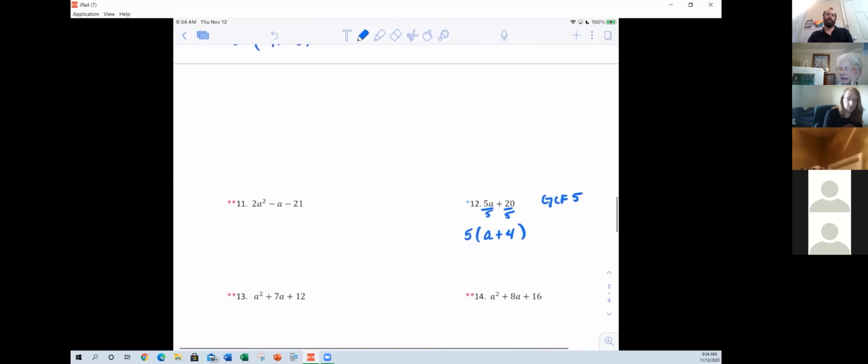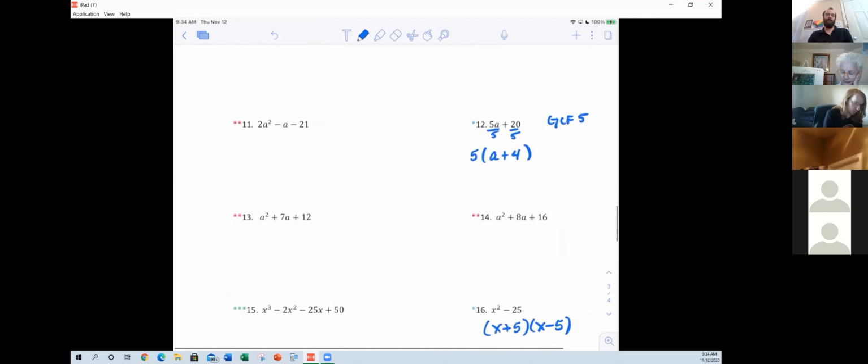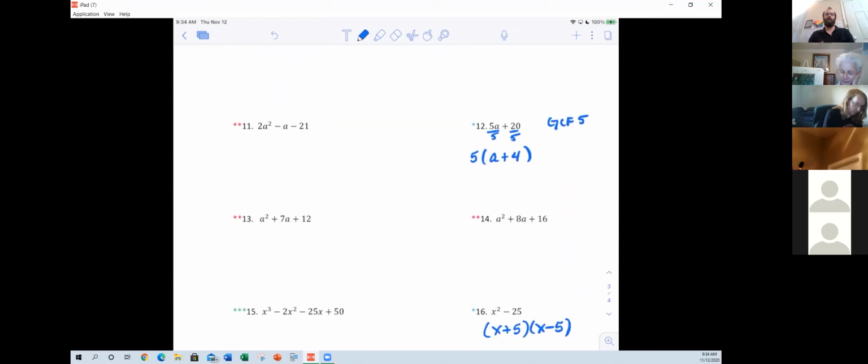Okay, what about number 11? Now this one's a little different. Is there a GCF? No. All right, so then I'm going to use the AC method. I multiply the 2 and the negative 21. That gives me negative 42. So I want two numbers that multiply to negative 42 and at the same time add back to negative 1.